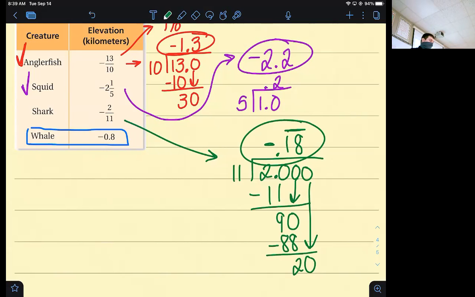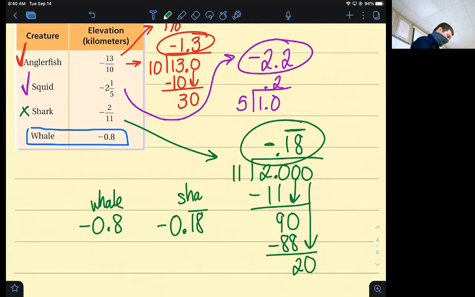No, it's not. Now, at this point, you might be thinking, well, hang on. If the 1 and 8 go on forever, how is that not going to be bigger or deeper than the whale? The reason is that when I'm comparing decimals, I go one decimal place at a time. 8 beats 1. I can stop. I don't need to go on.